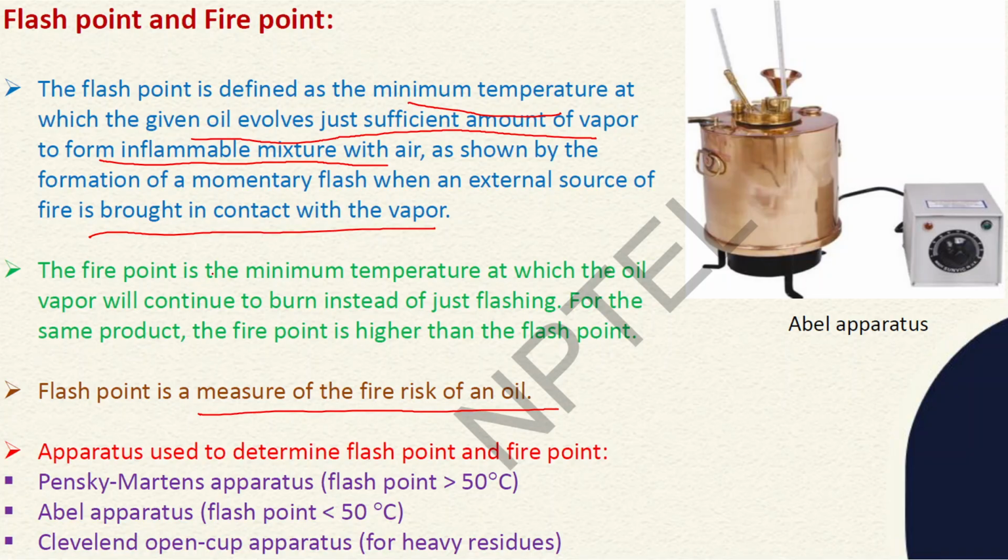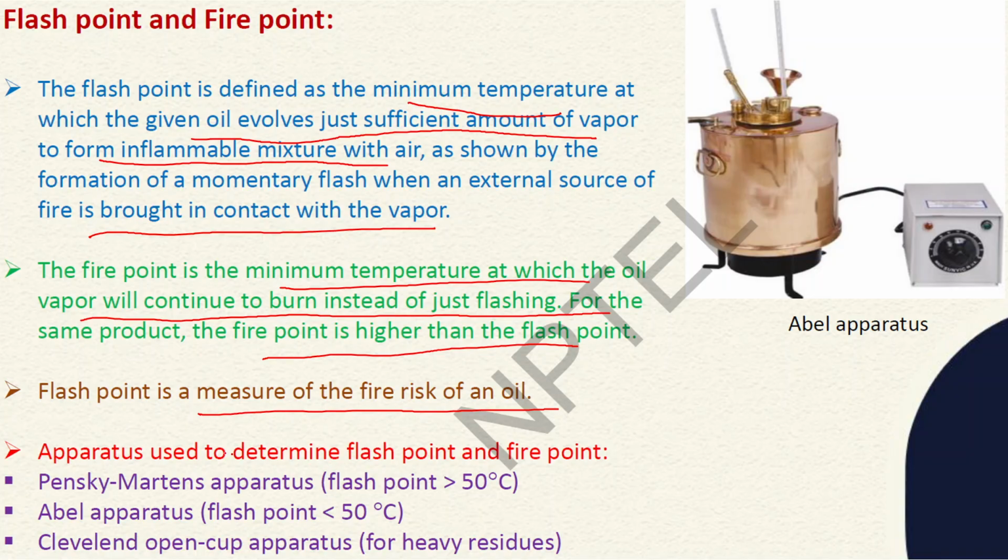The fire point is basically the minimum temperature at which the oil vapor will continue to burn instead of just flashing. It is obvious that the fire point is higher than the flash point. Flash point is much more important than fire point, because at the flash point we get the idea that we cannot handle this crude oil sample after this temperature, otherwise it will cause fire.